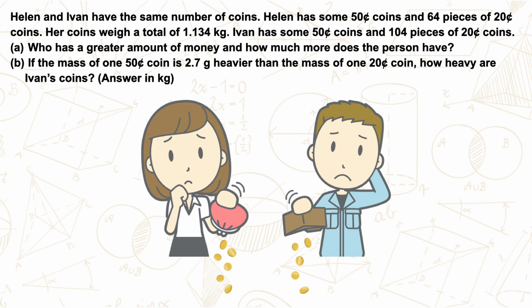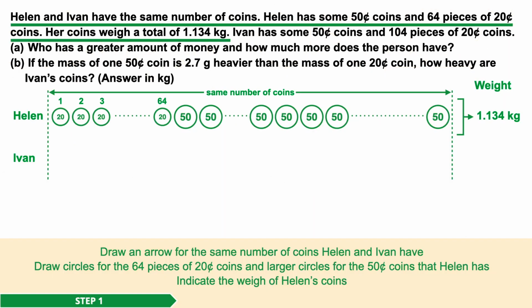Now that we have read the question, we see that we can use the before and after concept to solve it, so we unpack each sentence one at a time. Step 1. Helen and Ivan have the same number of coins. Helen has some 50-cent coins and 64 pieces of 20-cent coins. Her coins weigh a total of 1.134 kilograms.